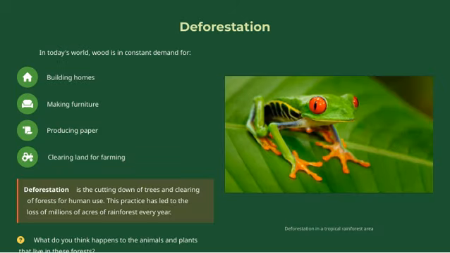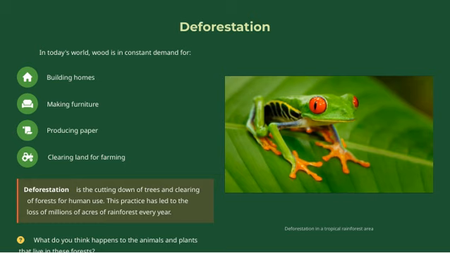Today, I want to talk about deforestation. As you can see, wood is in constant demand in our world. We use it for building homes, making furniture, producing paper, and even clearing land for farming. All of these activities contribute to the practice of deforestation. Deforestation is essentially the cutting down of trees and the clearing of forests to meet human needs. Unfortunately, this has led to the loss of millions of acres of rainforest every single year.